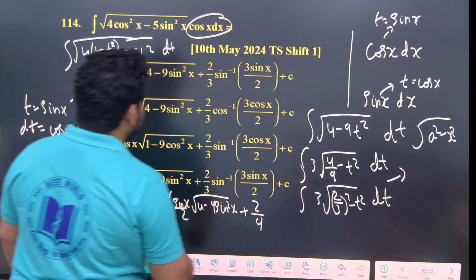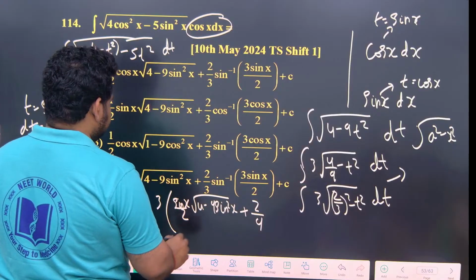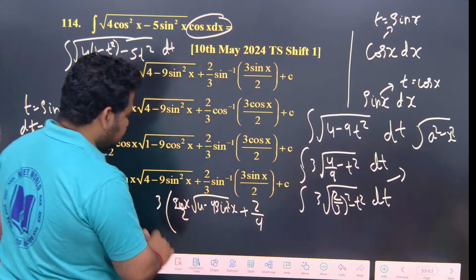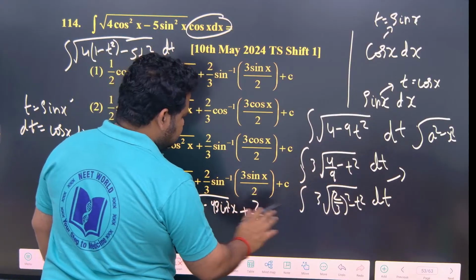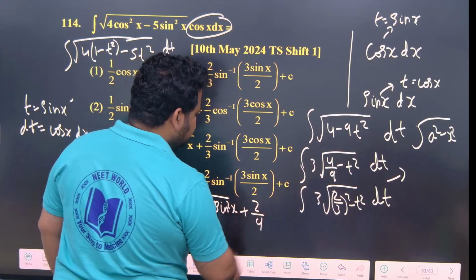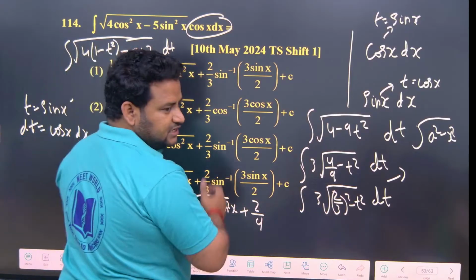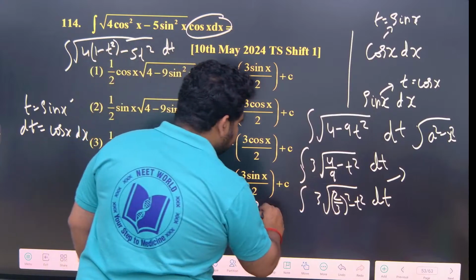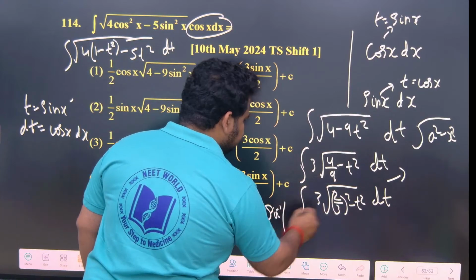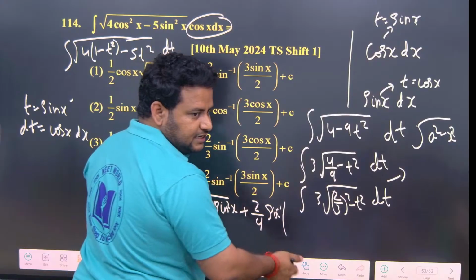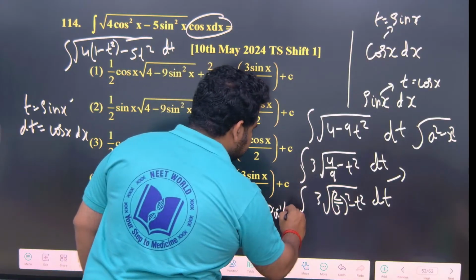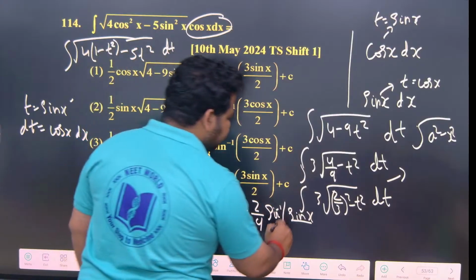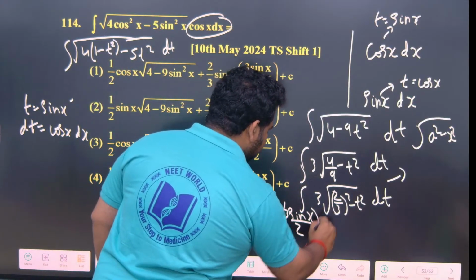Let us look at the option. 2 by 9, let us check, just wait, we will get it. 2 by 9 into what should we write, sin inverse or cos inverse? The formula is sin inverse of x by a. Here x is t, and t is nothing but sin x. So sin x divided by a is 2 by 3, so I can write it as sin inverse of 3 sin x by 2 plus c.